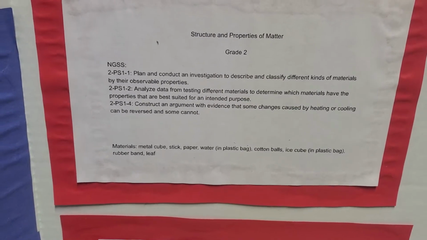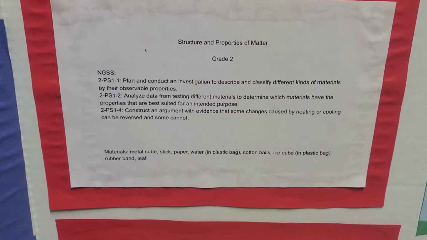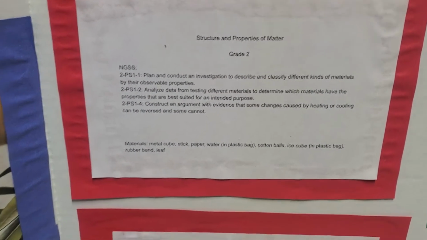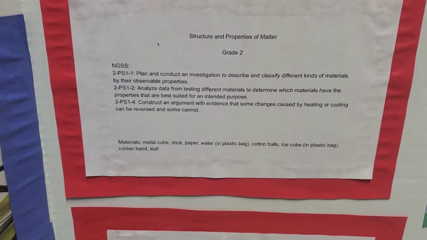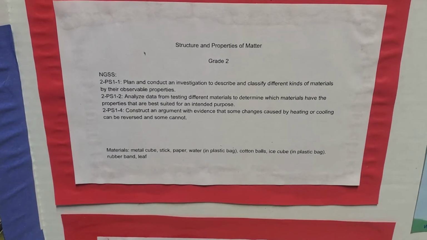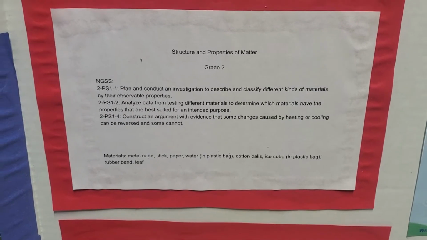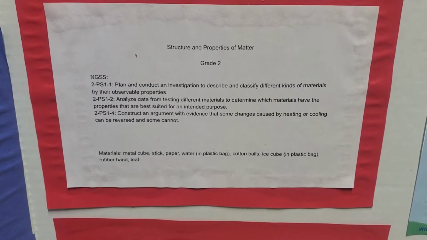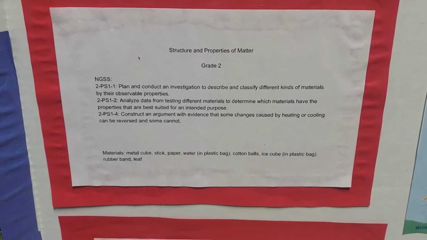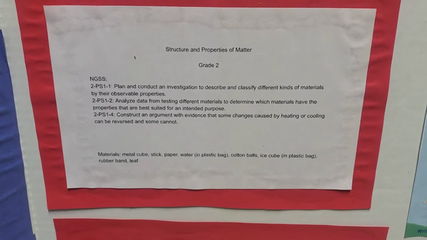2-PS1-1, plan and conduct an investigation to describe and classify different kinds of materials by their observable properties. 2-PS1-2, analyze data from testing different materials to determine which materials have the properties that are best suited for an intended purpose. And 2-PS1-4, construct an argument with evidence that some changes caused by heating or cooling can be reversed and some cannot.